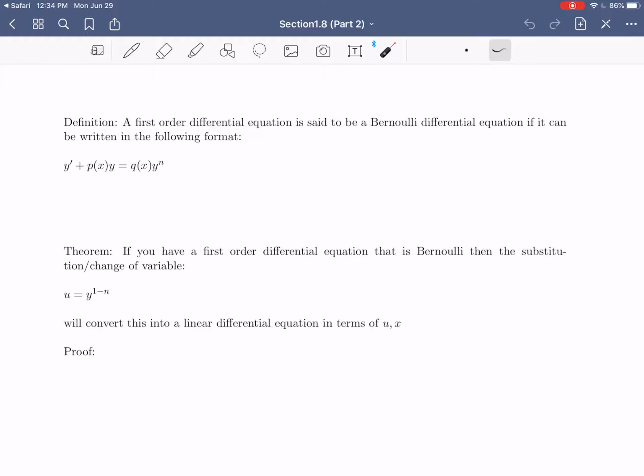So, for this, just like before, we're going to start with a definition, then prove a quick theorem to show that this substitution will always change this format of differential equation into something that we've already seen, namely a linear differential equation, and then we'll take a look at a couple examples. So, for our definition here, a first-order differential equation is said to be a Bernoulli differential equation if it can be written in the following format: y prime plus p of x y equals q of x y to the n.